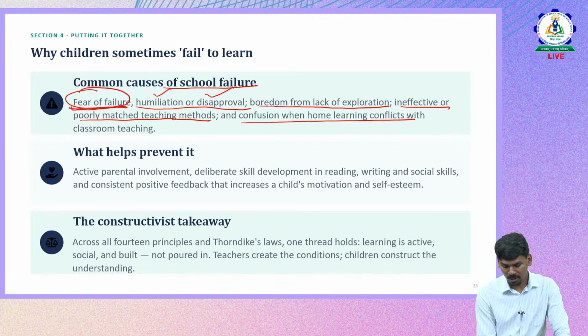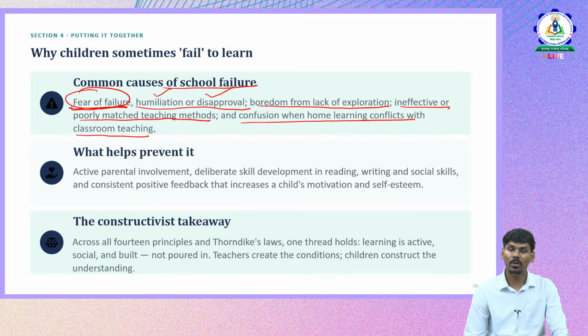Confusion when home learning conflicts with classroom teaching. This is a very common happening. What they look at home is always conflicted with what they're learning. And effective examples are not taken, so confusion also arises here. So these are some common causes of school failure among children.